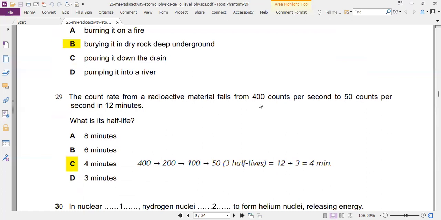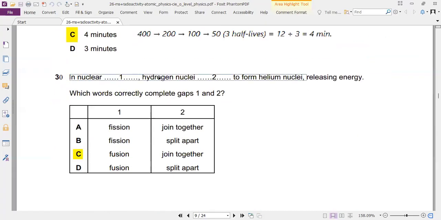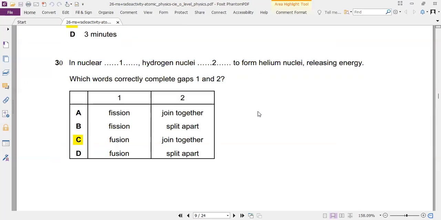The count rate goes from 400 to 50 in 12 minutes. Same method. Go down how many steps by halving each time and then divide the total time it has taken by that number, which gives you the half-life, 4 minutes. So fill in the blanks. One is fusion. Second one is joined together. This is the definition of nuclear fusion.